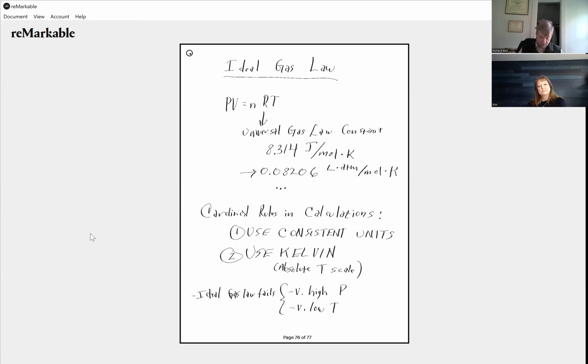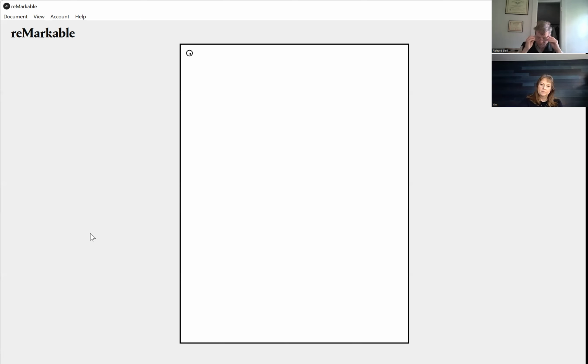So how do you get the other gas laws out of the ideal gas law? How do you do that? Let's remind ourselves of what the ideal gas law is.